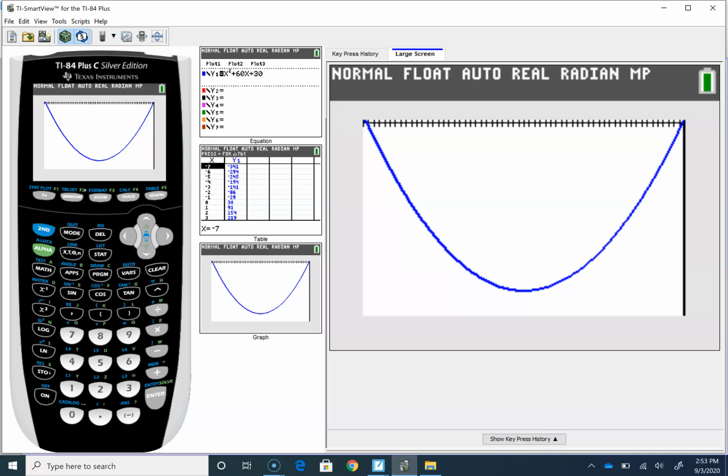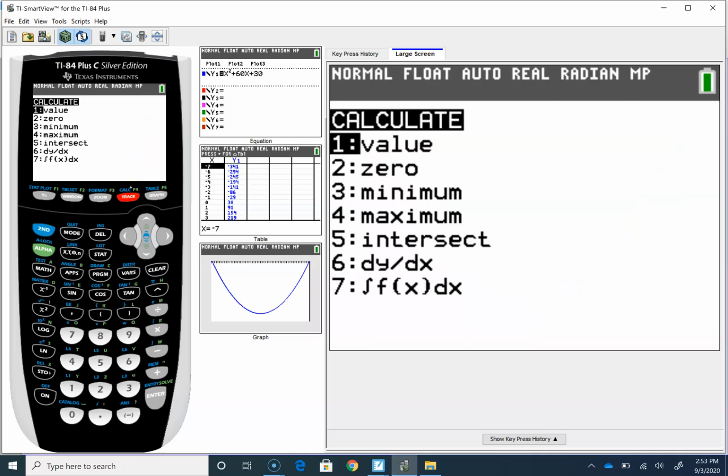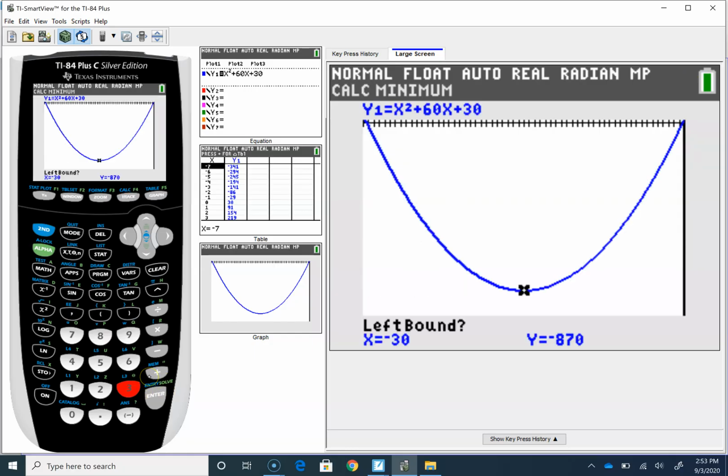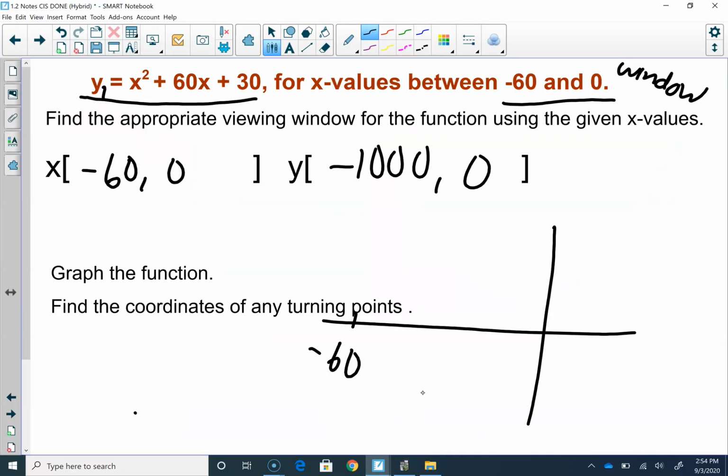And I'm going to calculate, there's a minimum here, so I'm going to calculate the minimum, which is number 3. And it says left bound, so I need to be to the left of it. Push enter. Right bound, so I'm just following the directions here. I'm going to go to the right of it. Make sure that you're to the right of it. I don't want to guess. And my minimum is negative 30, negative 870.